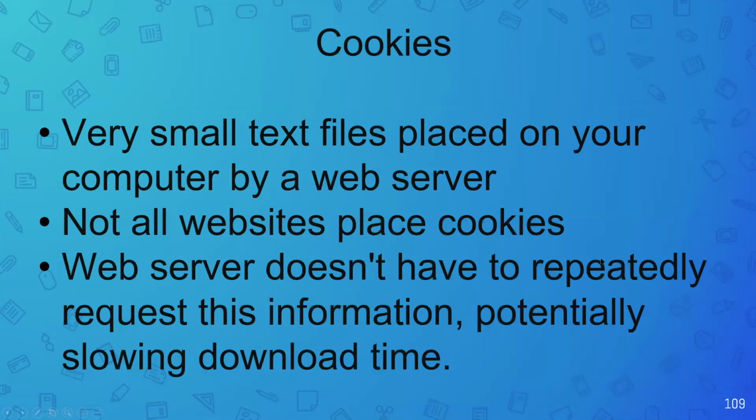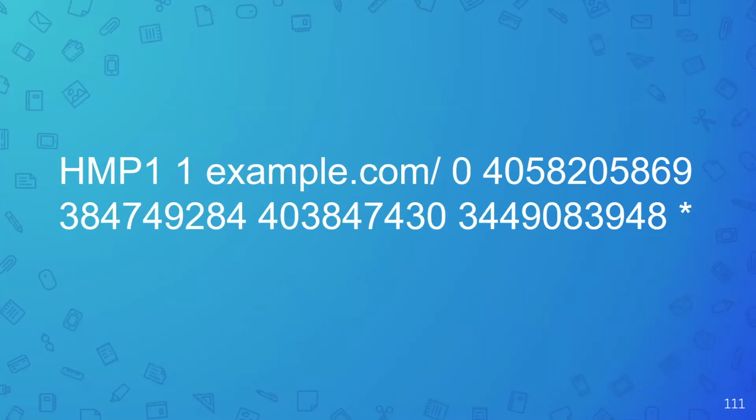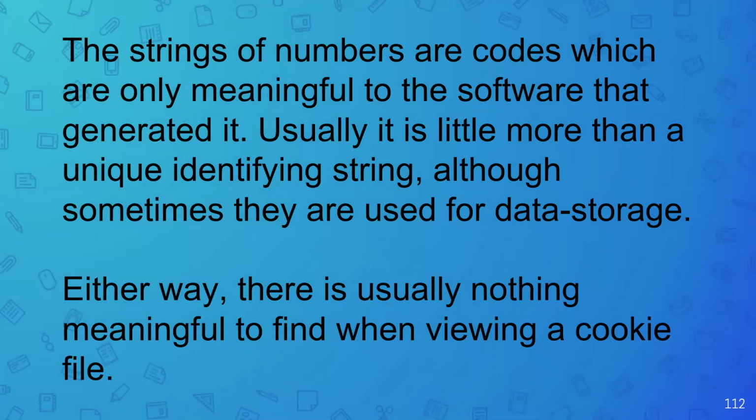Okay, cookies. Cookies are very small text files placed on your computer by a web server. Not all websites place cookies. A web server doesn't have to repeatedly request this information, potentially slowing down time. That information is there for them. What does a cookie look like? Well, it usually will be named something like abc@example.com.txt. If you were to open one of these files, it would look just like some random numbers. It would look like something like this. The strings of numbers are codes which are only meaningful to the software that generated it. Usually it's little more than a unique identifying string, although sometimes they're used for data storage.